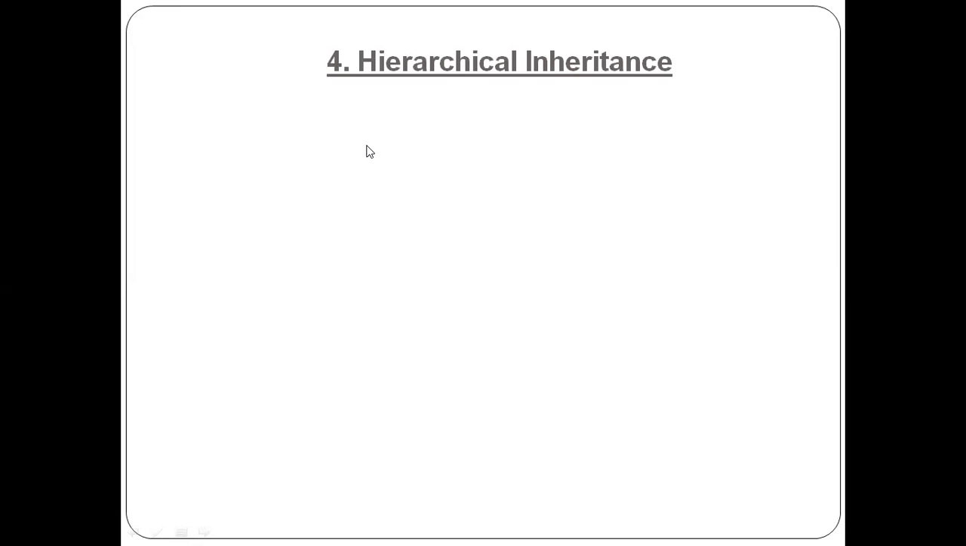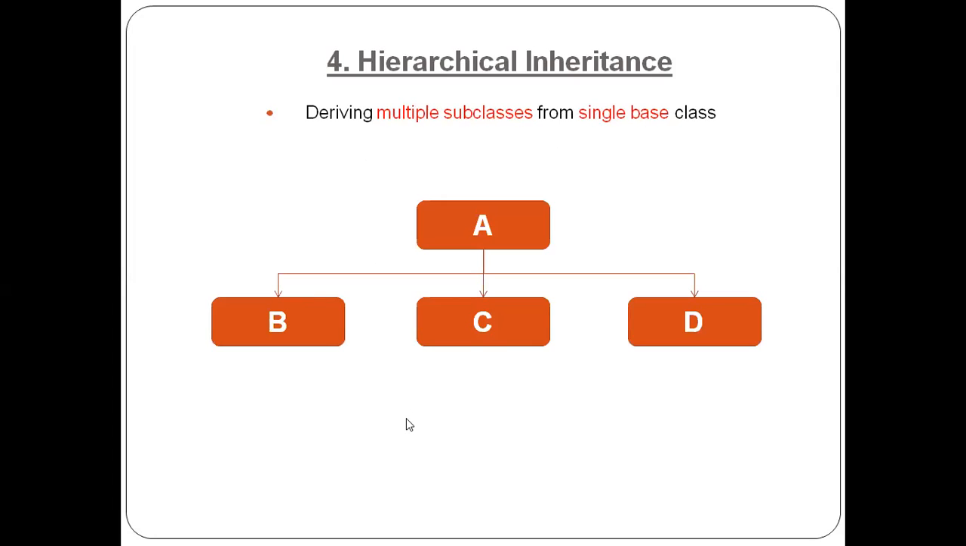With respect to hierarchical inheritance, there is only one base class and multiple derived classes. All these derived classes are going to inherit data from that single base class, deriving multiple subclasses from the single base class. So this is the structure. Assume that this is the figure.